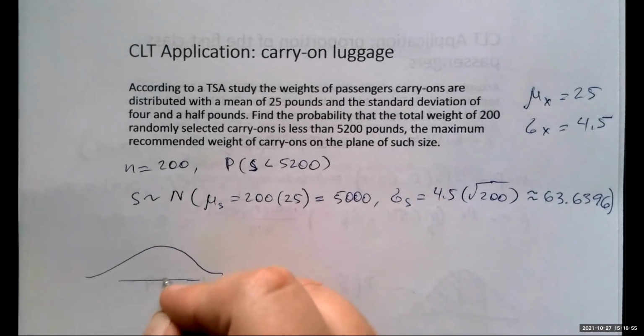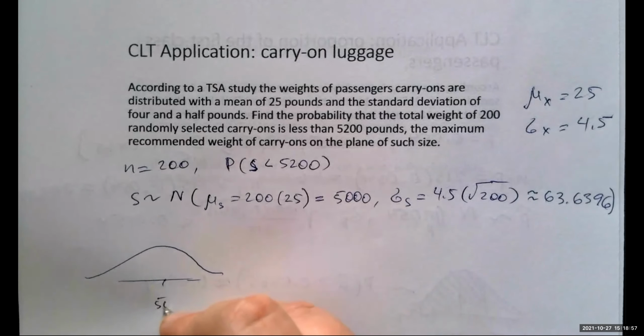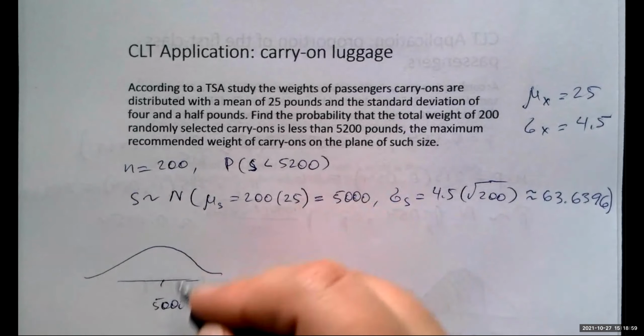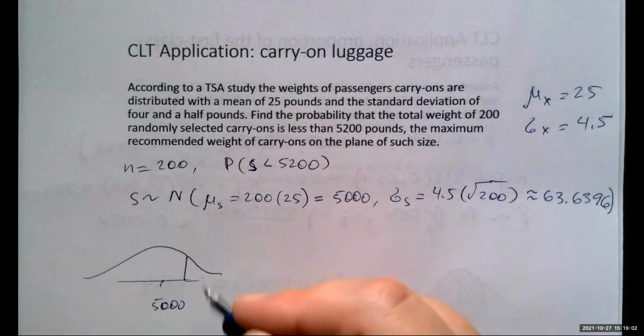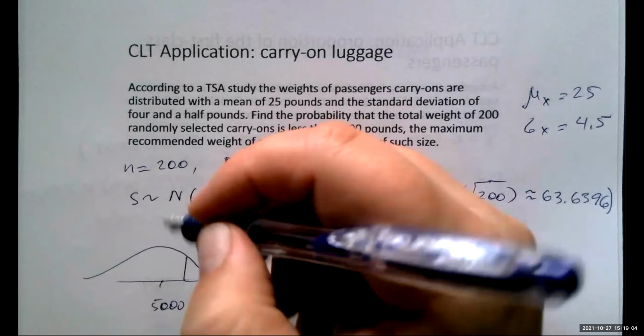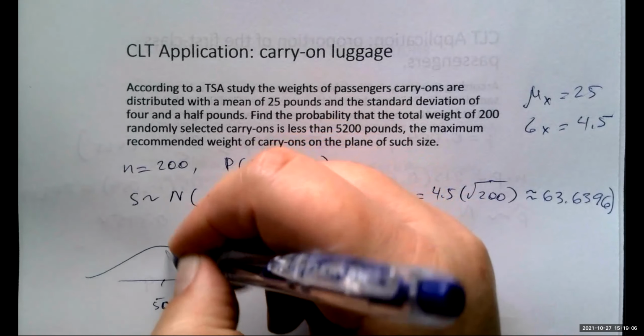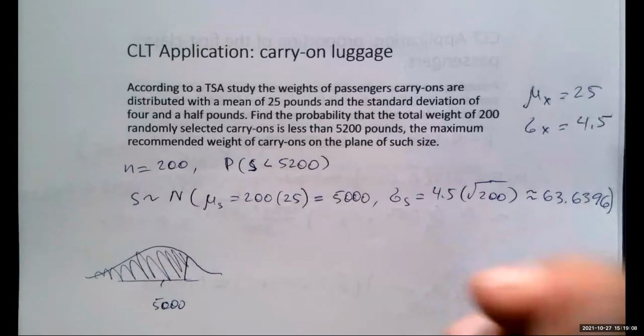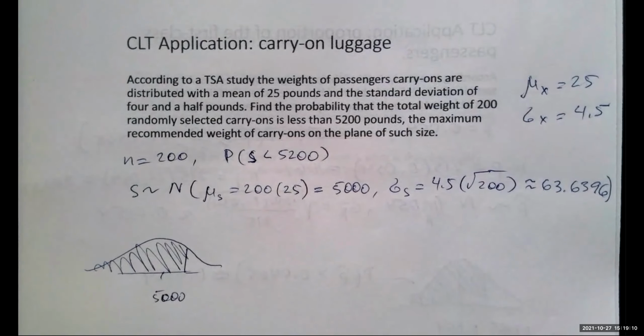Okay, so these are our parameters for the normal distribution, and we're looking for the probability that, okay, so the mean is 5,000. 5,200 is on the right hand side, and we're looking for the probability that the sum is going to be less than that, so on the left hand side.